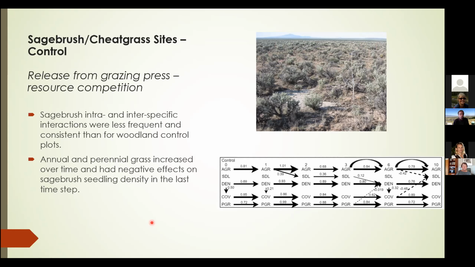In these control sites, the sagebrush interactions were really less frequent and consistent than what we saw for the woodland control plots. And you can see there just aren't as many connecting arrows here. The annual and perennial grass increased over time again, and that increase had negative effects on sagebrush seedling density in the last time step.